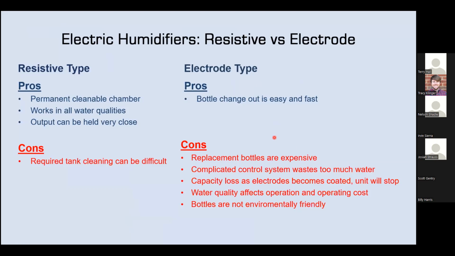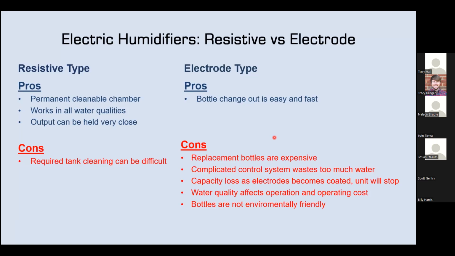The only problem with that is that the canisters cost money. They're wasteful. Some municipalities are looking at single-use plastics. I don't think humidifiers have ever been seen as a single-use plastic, but maybe in the future they will be. But it does represent an ongoing cost.